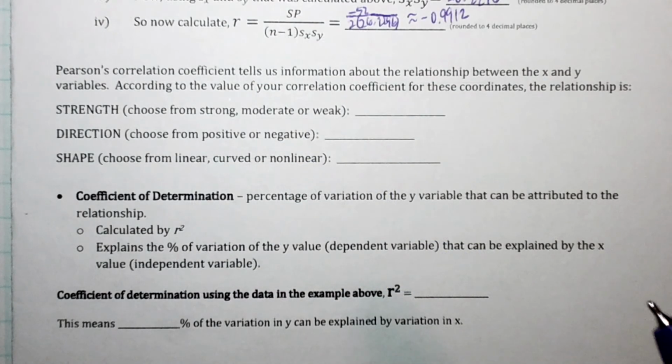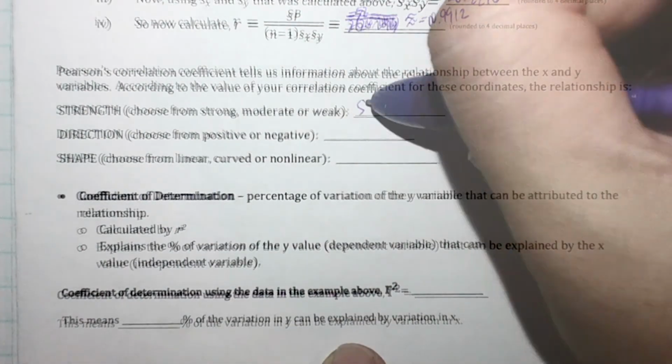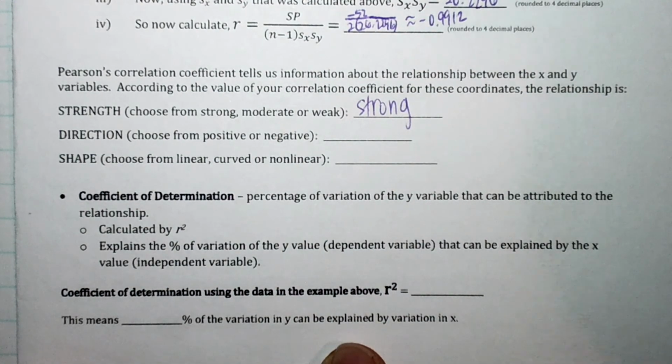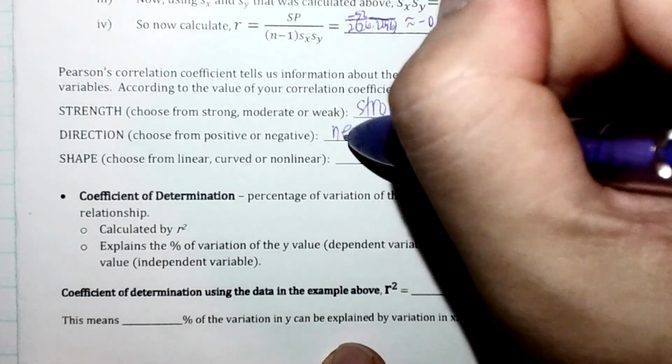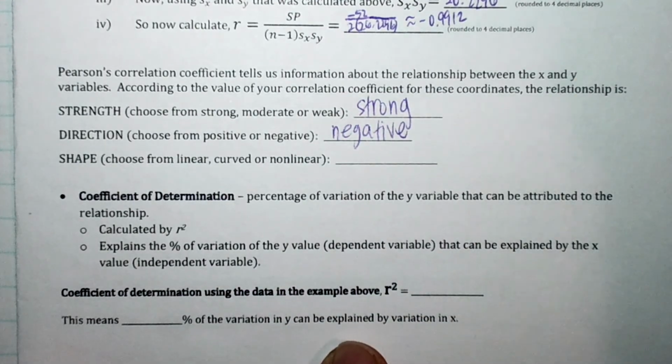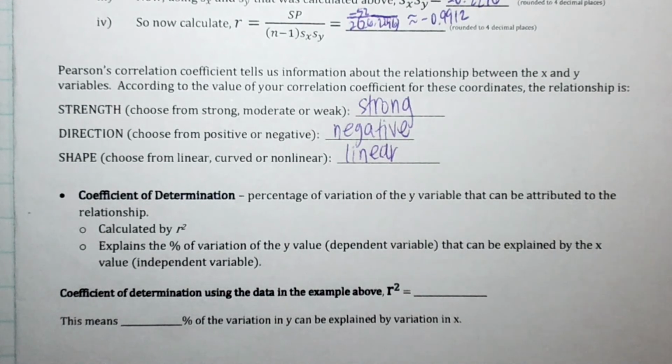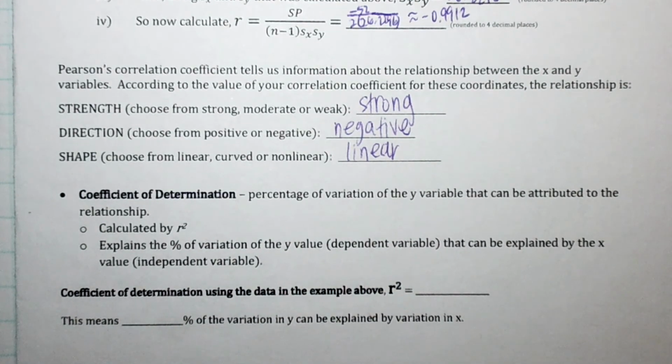Pearson's correlation coefficient tells us information about the relationship between our x and y variables. Using the value that we calculated, negative 0.9912 or negative 0.9913, those are both pretty close to negative 1. So we would say that that's a strong relationship. It's a negative number, so it's negative. And it's linear. Right now we're only doing linear. So it's a strong negative linear relationship between the x and y variables.